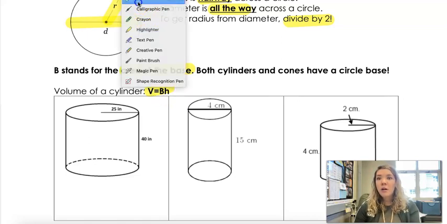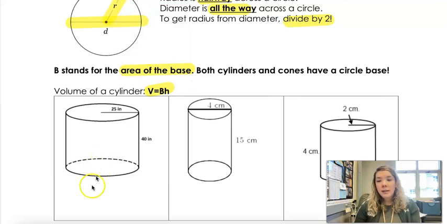So we have to recall that the area of our base is pi r squared. So if I have this circle here, my radius is 25. So I would have pi times 25 squared. That's my capital B, my area of the base, and then times my height of 40. Okay? So at this point, I'm just going to type that into a calculator.